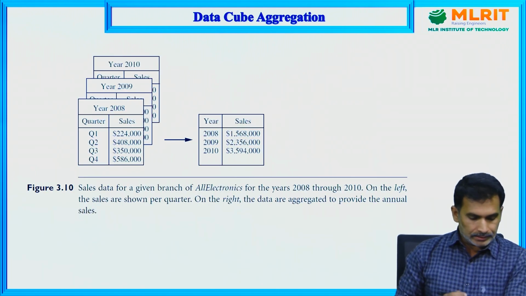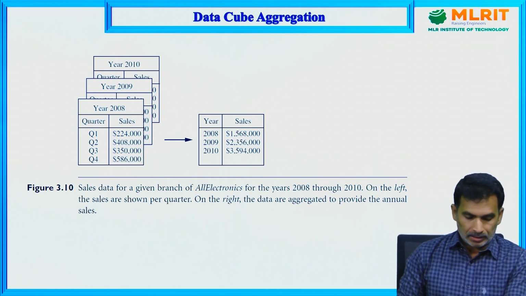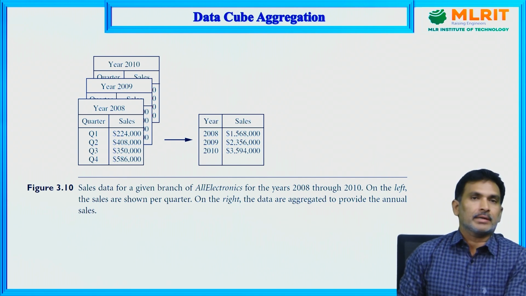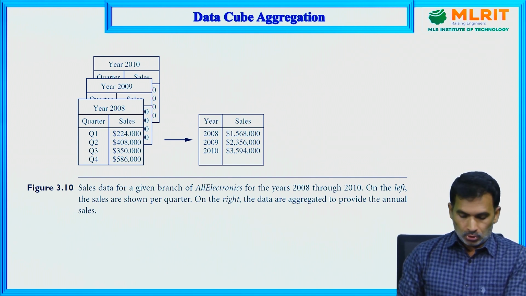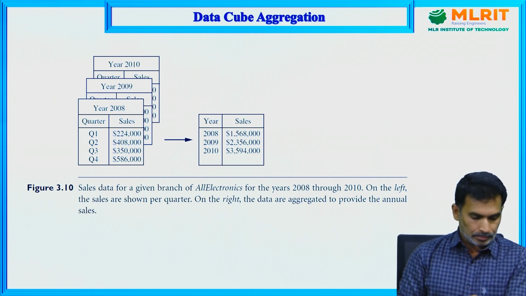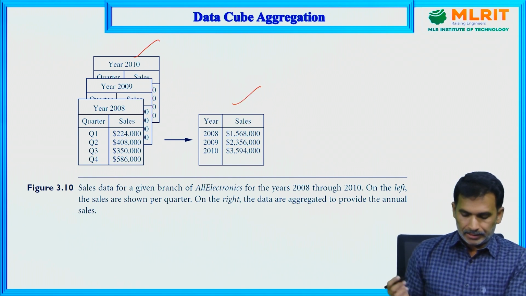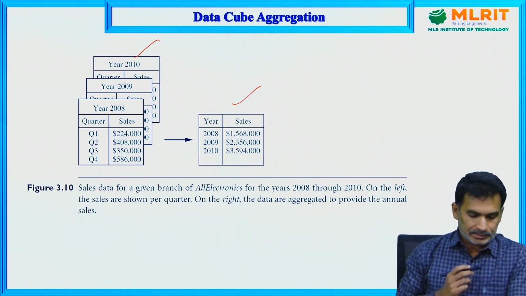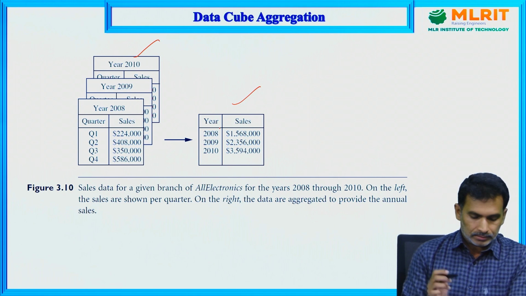Here is another example, a textbook example from Han and Kamber. It represents the sales data for a given branch of AllElectronics for the years 2008 through 2010. On the left, the sales are shown per quarter. On the right, the data are aggregated to provide the annual sales. Like here, these are the year-wise sales, so if you want to get the annual sales, it would be aggregated.